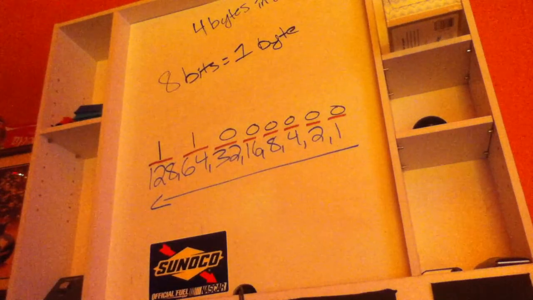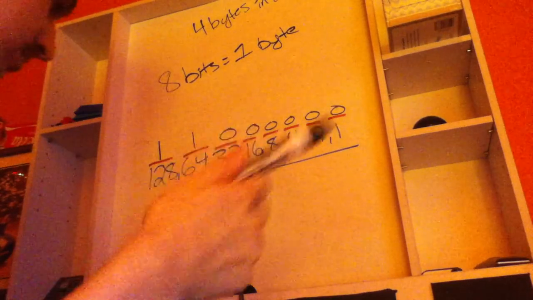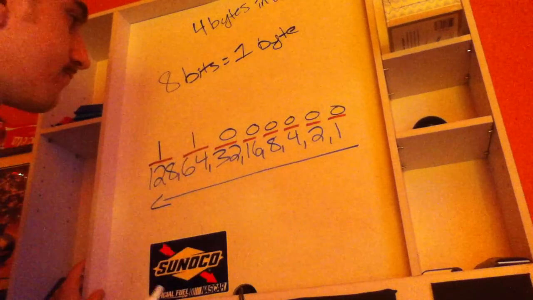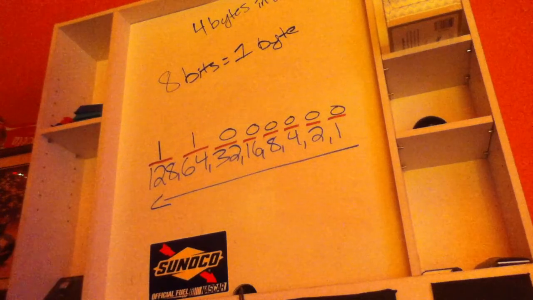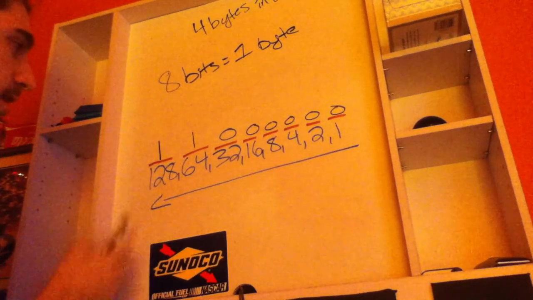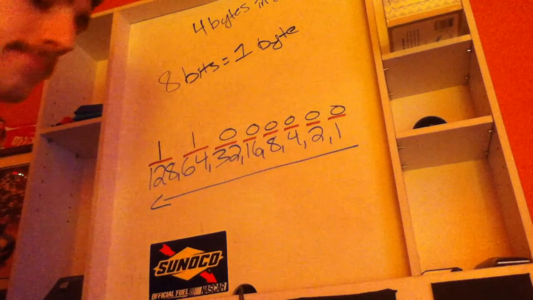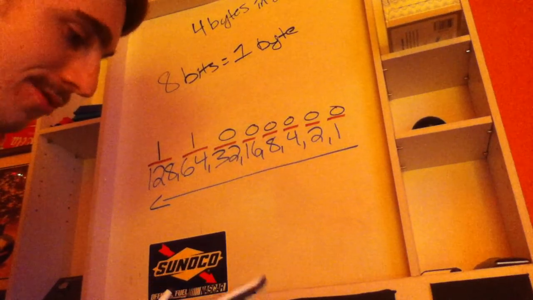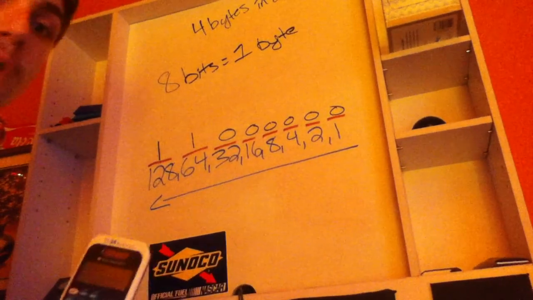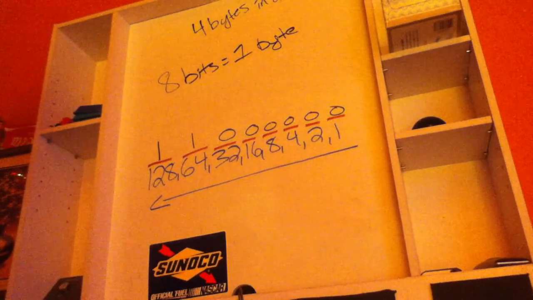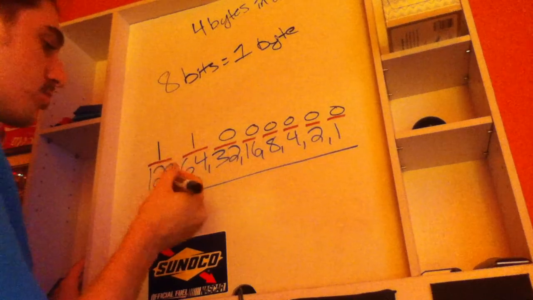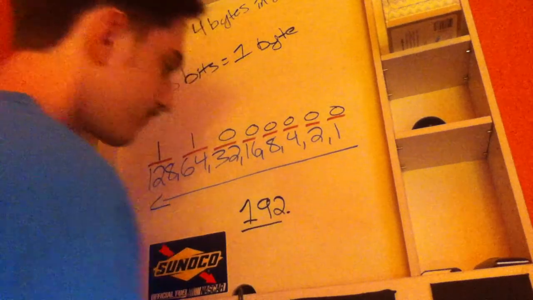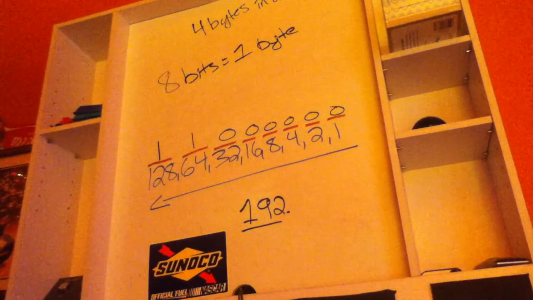Okay? So now, this is how I've been studying. So we all know 1 is an on, 0 is an off. So all these are off. So basically you're like, what's this tell me? Well, we got an on 128, and we got an on 64. What's 128 plus 64? Let's take out our calculator. It gives you 192. You've probably heard that number before, haven't you? So far, our IP address is 192. That's the first decimal that we get from that.